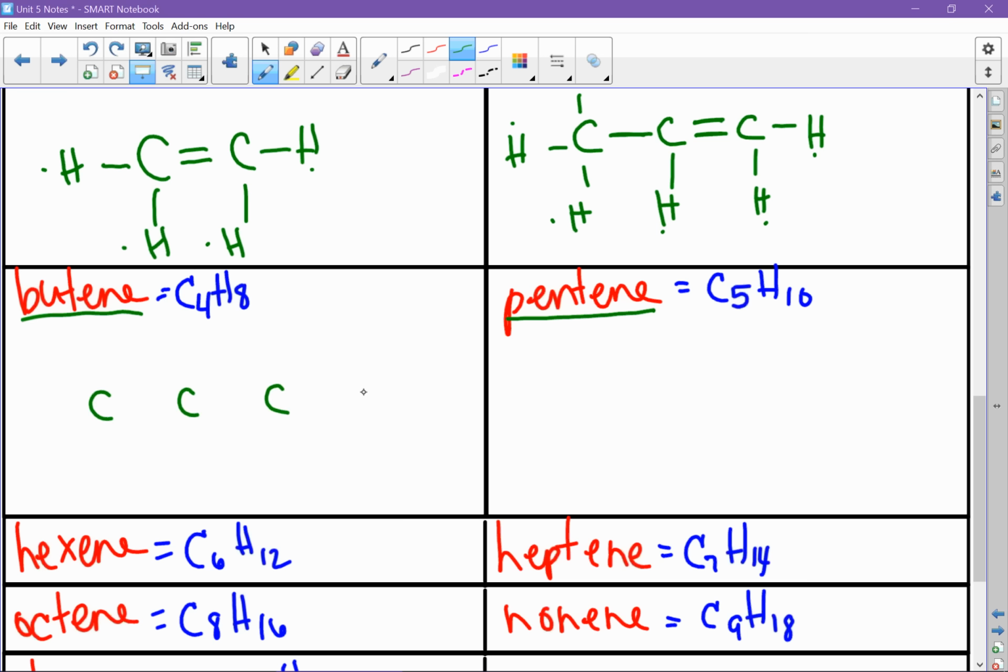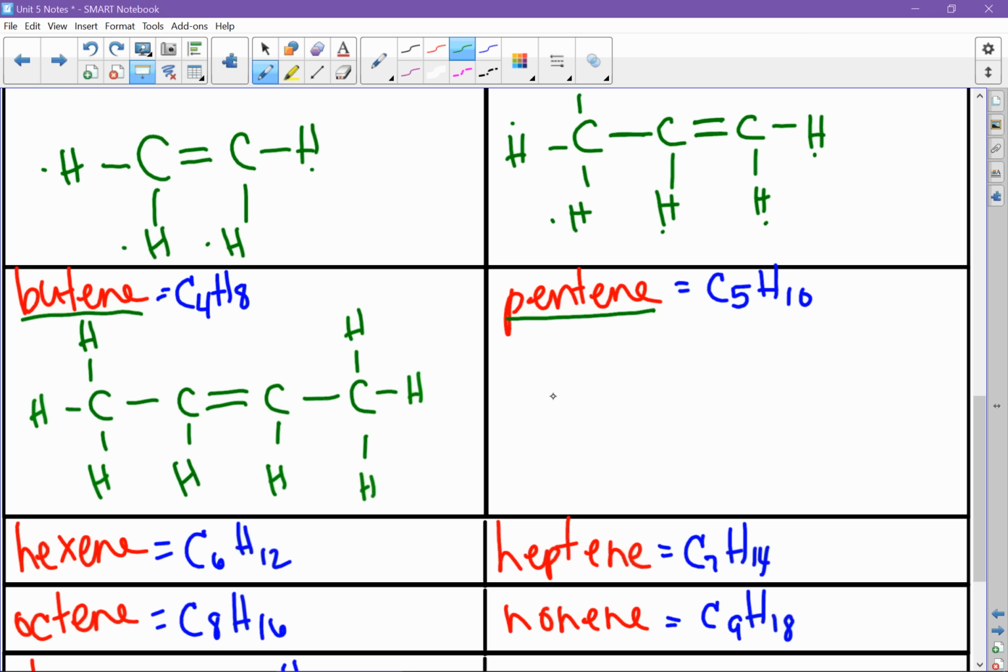Okay, I'm going to put my 4 carbons here for butene. It does not matter where the double bond goes. I'm going to put it in the middle. It doesn't matter. We're going to put 4 bonds on every carbon. So there's 1, 2, 3, 4. Put hydrogens around the end. And there's your 8 hydrogens.